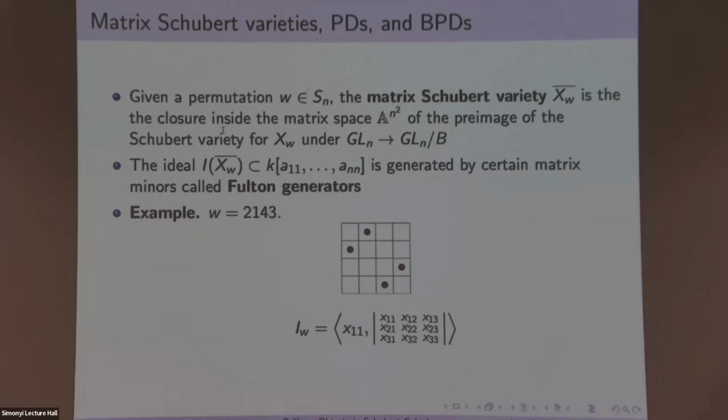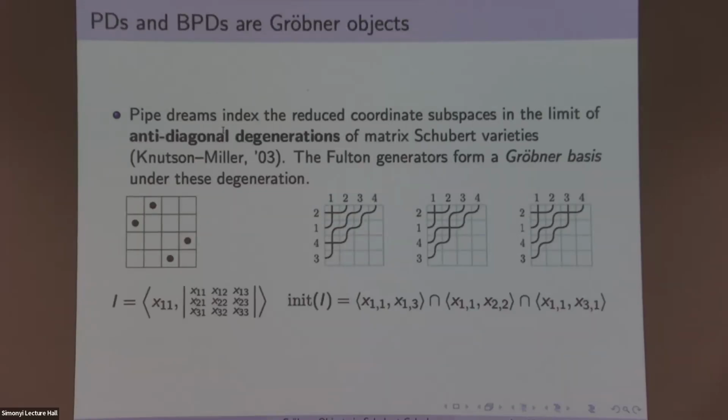A feature of these generators is that they're all determinantal. So you can write down the equations as minors of some matrix. So here's an example for W equals 2, 1, 4, 3. And pipe dreams arise as a limit of a particular kind of Gröbner degeneration.